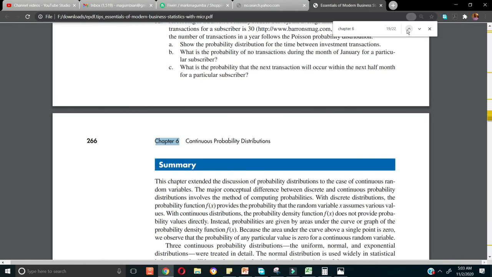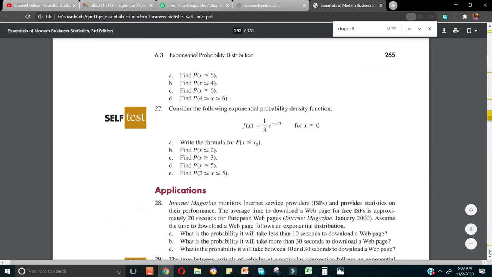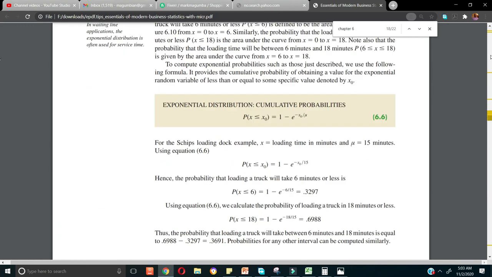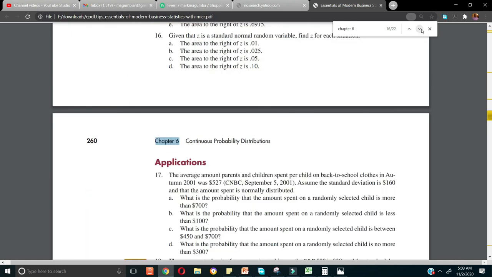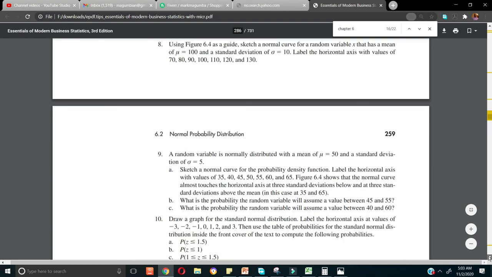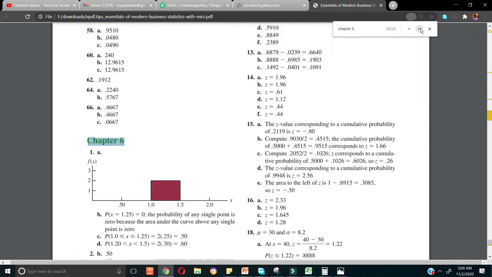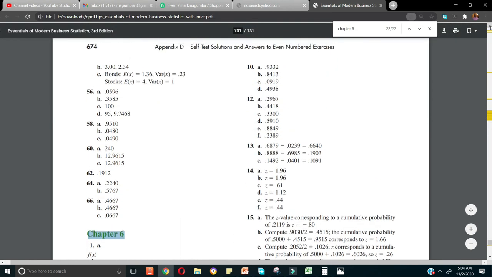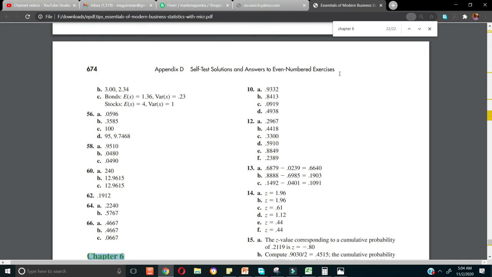So let's see, do we have a numerical question here? So you have chapter 6. Let's see the exercise. I know they had an answer for number 10. Self-test number 10. So you have the self-test, right? They did have an answer for number 10. Number 10 is like, you draw a graph, then for the standard, then use the table, and so you have answers for 10, A, B, up to D. So if you go back to the answer section, number 10, you can see the answers for A, B, C, D. So that's basically how you check your computations for the different questions. This is how you do it.